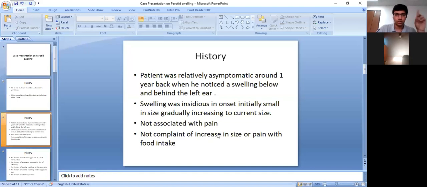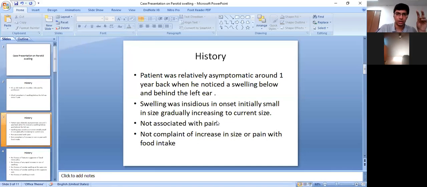Pain, you rule out a variety of things. It is not an infectious pathology, it is not an autoimmune pathology, it is not sialadenitis, it is not even something like malignant change in the pleomorphic adenoma. All those things are ruled out by pain. Okay, no complaint of increase in size or pain with food intake.